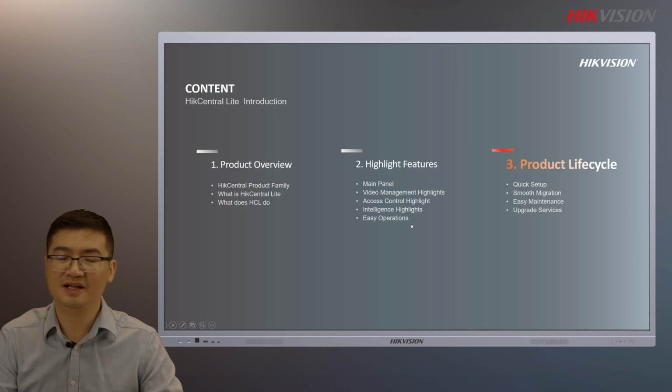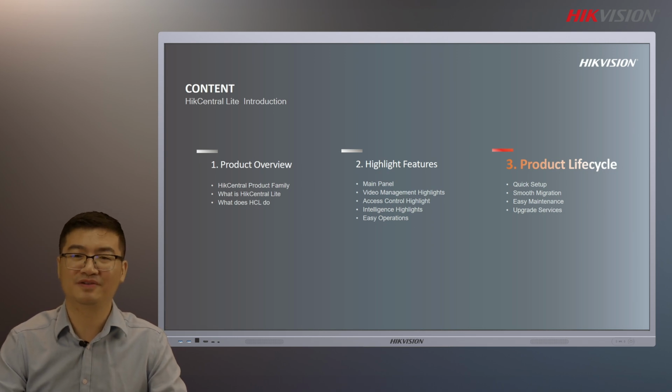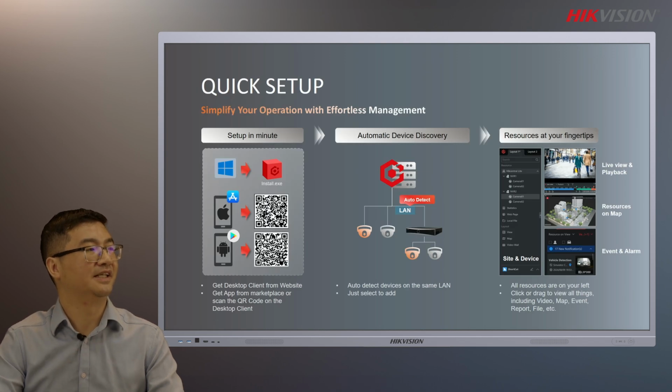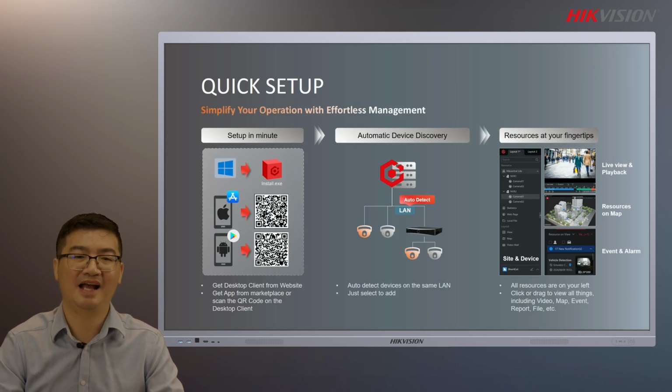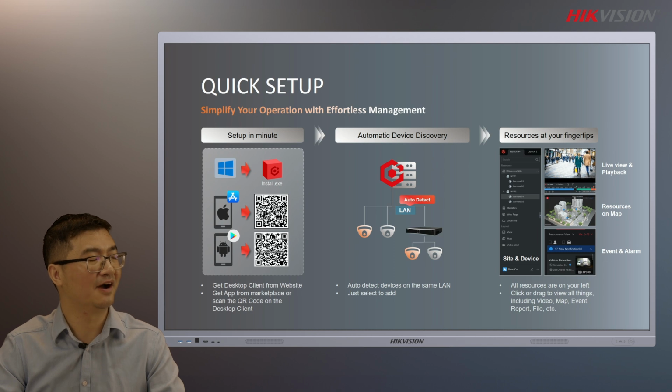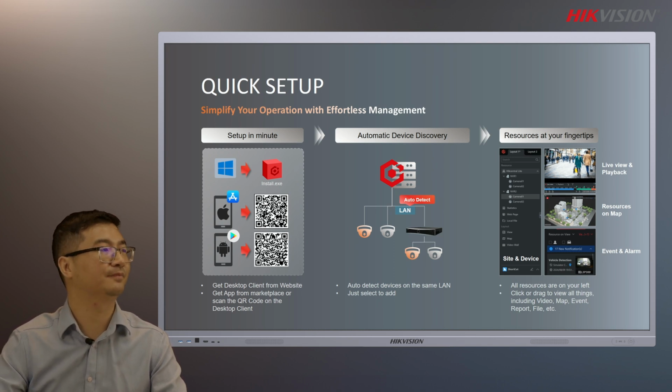Okay, in the last part we will talk about the product life cycle of HikCentral Lite. It's very simple to set up HikCentral Lite. You can just download the HikCentral Lite installation package from our website, and the installation procedure only takes minutes. We also have a Windows client available from the website and a mobile app available.